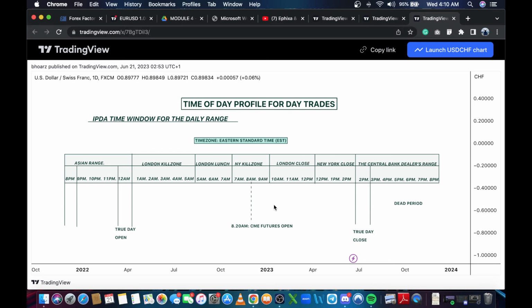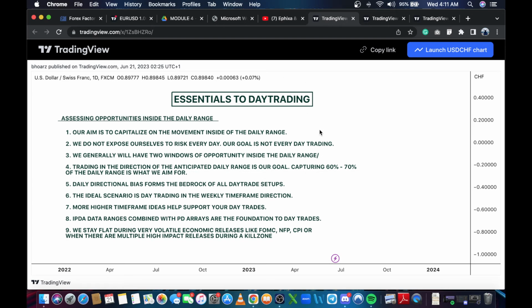So again, you can go download all of this. I'm going to drop the file on the drive, so you can go download the file and look at the different time windows. And then going back to the bulletin, you want to trade in the direction of the anticipated daily range, which is our goal.